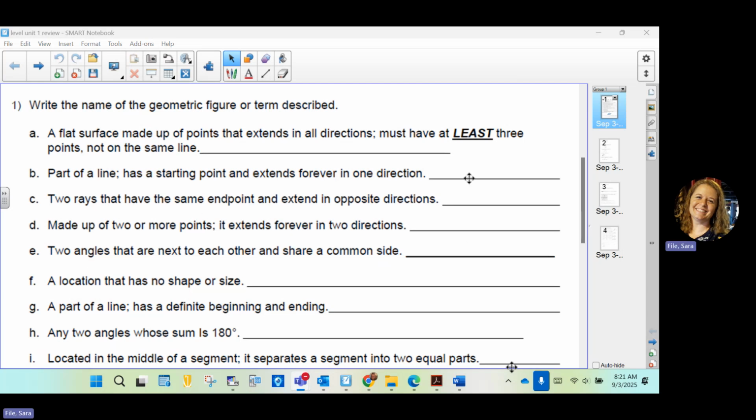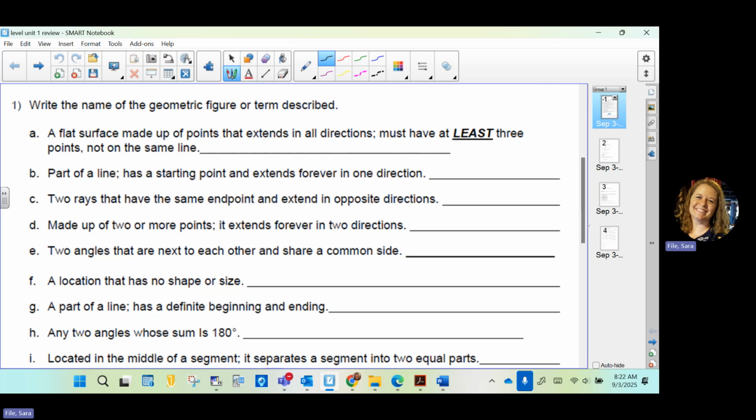All right, a flat surface made up of points that extend in all directions, and it must have at least 3 points, but not on the same line. That is a plane. Very good. Remember, when we depict a plane with a picture, it is normally shown as a parallelogram, but a plane is just a flat surface that extends forever in all directions. To name the plane, we use at least 3 letters, and they cannot all 3 be collinear. One of them has to not be on the same line as the other 2.